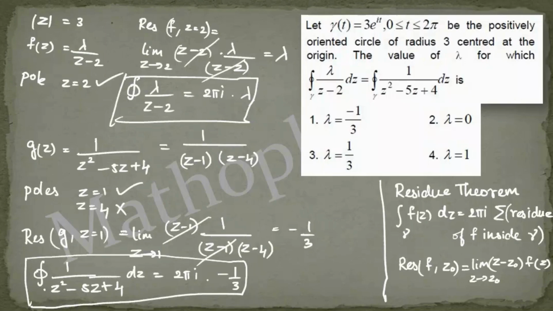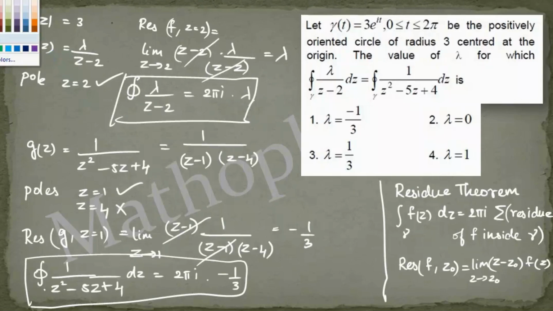So first left hand side என்ன find பண்ணோம், 2 pi I into lambda is equal to 2 pi I into minus 1 by 3. So 2 pi I cancel over. Lambda will be equal to minus 1 by 3. So correct option is option 1.